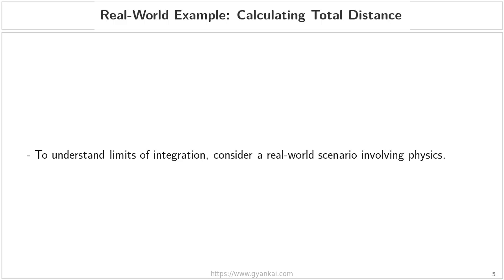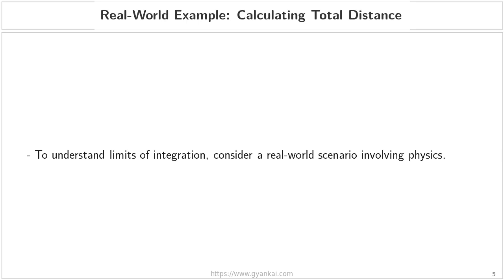Real-world example, calculating total distance. Okay, so now that we've covered what limits of integration are and how the notation works, let's solidify our understanding with a practical example. This will help you see how these concepts apply to real-world problems.